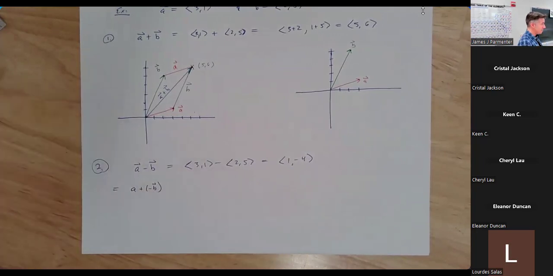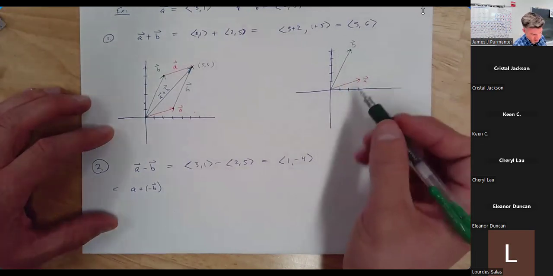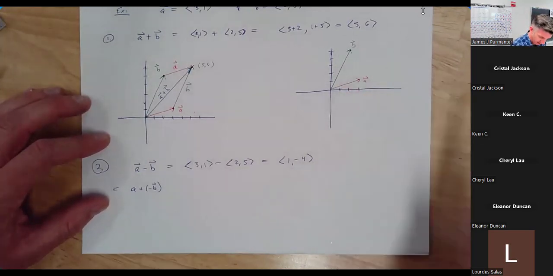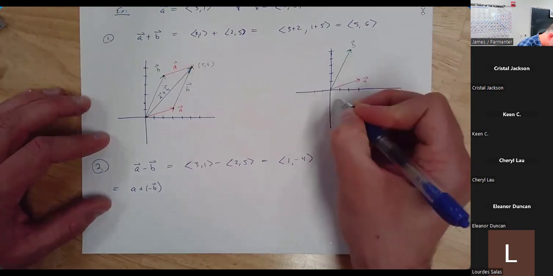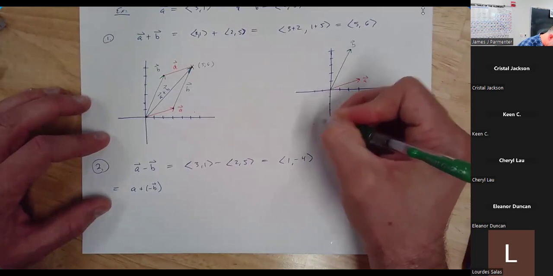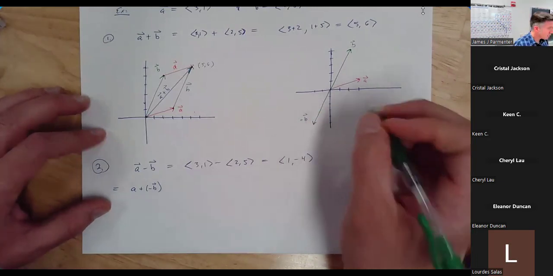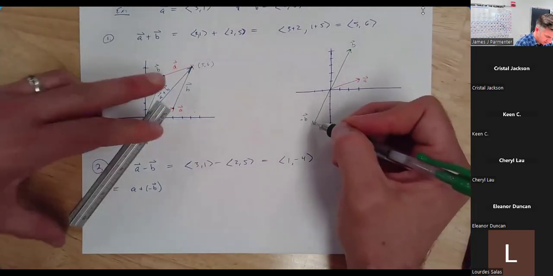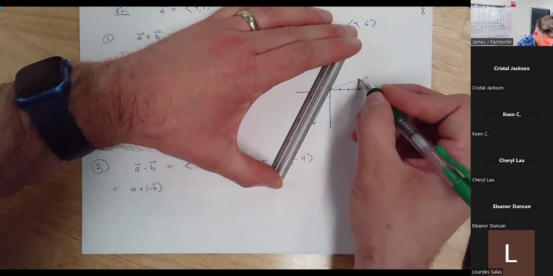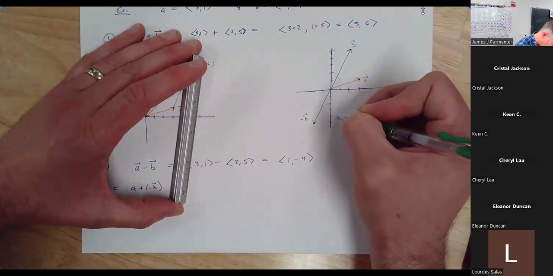So negative B is the vector that points in the opposite direction that B does with the same length or magnitude. So negative B, instead of going right 2 and up 5, is going to go left 2 and down 5. So left 2, down 5. So then I want to add those together. I'm going to take that vector and put it right there. From there, I'm going to go left 2 and down 5 right there.